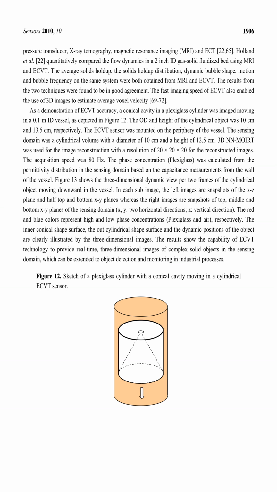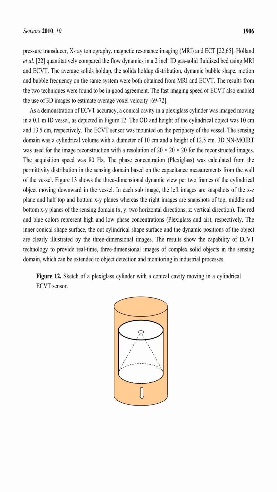3D NN-MOIAR was used for the image reconstruction with a resolution of 20 × 20 × 20 for the reconstructed image. The acquisition speed was 80 Hz. The phase concentration, plexiglass, was calculated from the permittivity distribution in the sensing domain based on the capacitance measurements from the wall of the vessel.